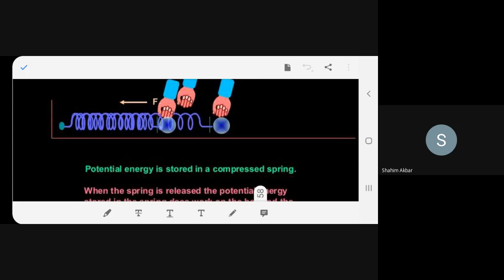You can see a spring and you can see a ball. You can see a compressed spring and a ball. Now tell me what is actually the activity which has been executed over here. Can anyone?